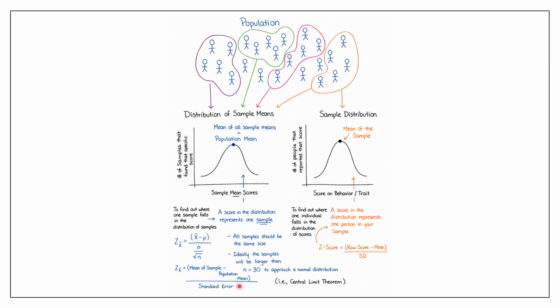We are making a subtraction at the top and then we're dividing by a number in the bottom. Other two important things here before we get into the actual slides. It is important that whatever samples we are including in the distribution of sample means, they have the same size. And the other thing is that ideally the samples will be larger than 30 individuals so that it approaches a normal distribution according to the central limit theorem.